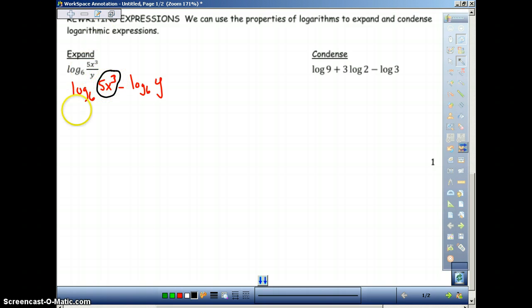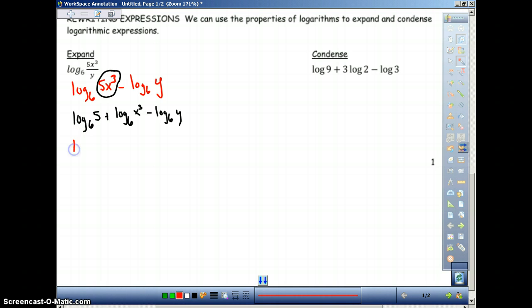So the next step will be log base 6 of 5 plus log base 6 of x to the third minus log base 6 of y. And again, we're still not done because this 3 is here. Now, you guys can skip these steps, I'm okay with that. But I'm just showing you the longest way possible.